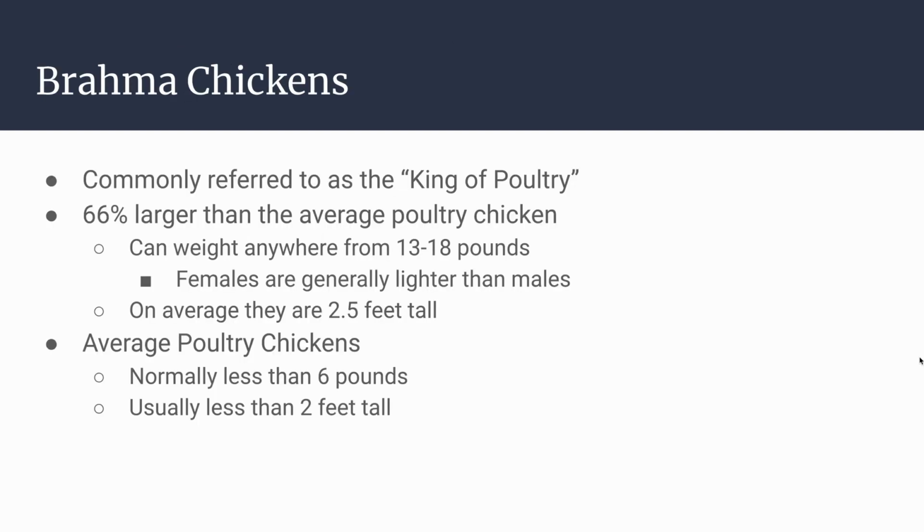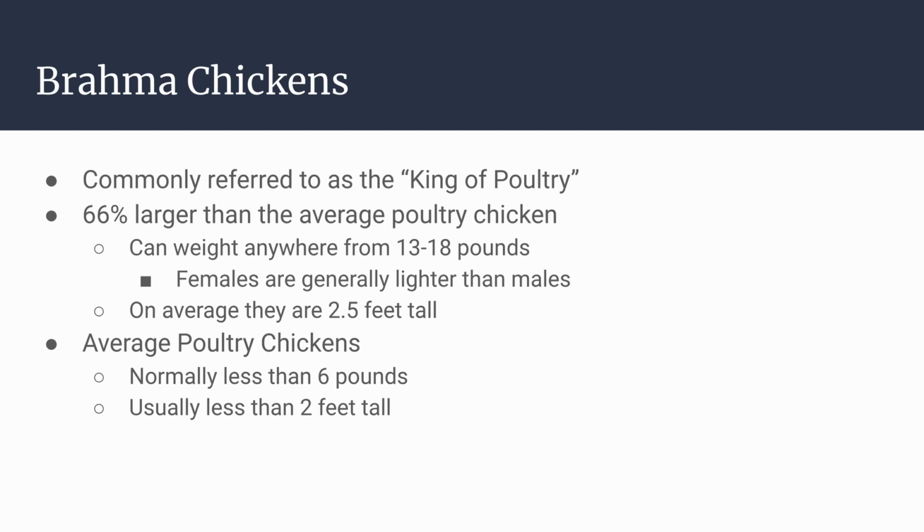So now we're going to look at our traditional slide, and I'll present it as if it was a normal slide. So the Brahma chickens. These chickens are commonly referred to as the king of poultry. They're 66% larger than your normal chicken and can weigh anywhere from 13 to 18 pounds, with the females being the lighter of the two genders.